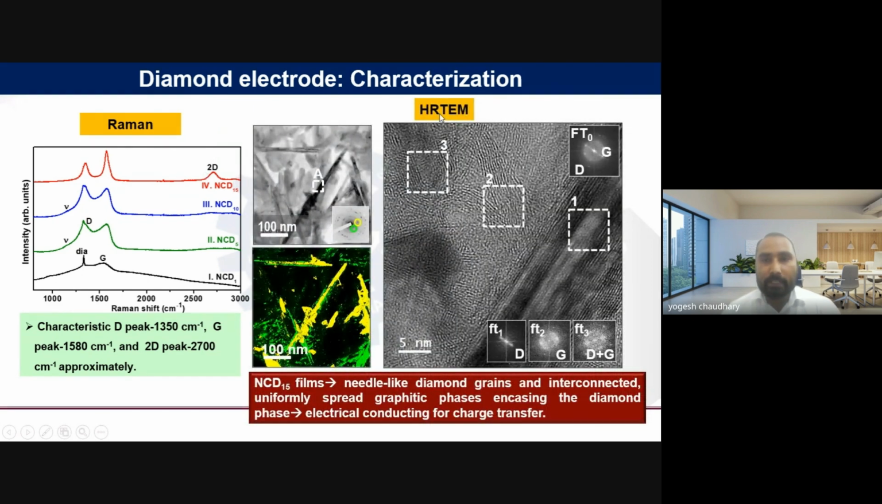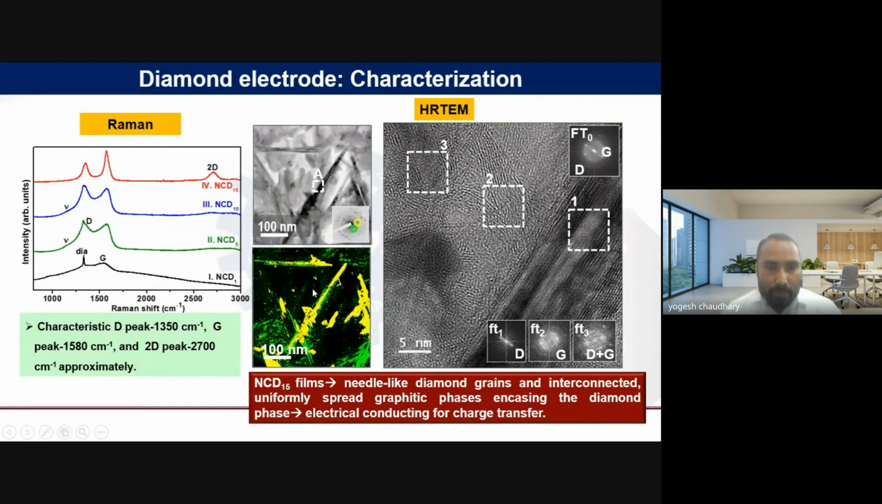And from HRTEM also, we can clearly see this is the magnified image of A, where we can see the diamond fringes, and here the graphitized fringes. The graphitic phases are also present in the grain boundaries of diamond.